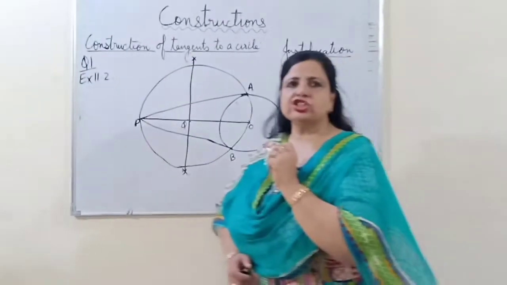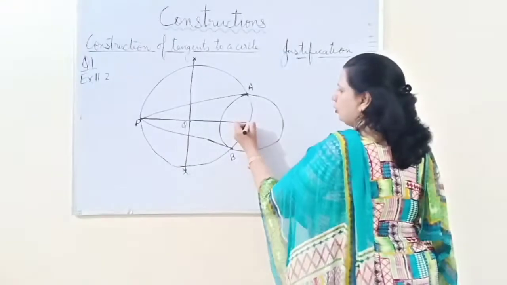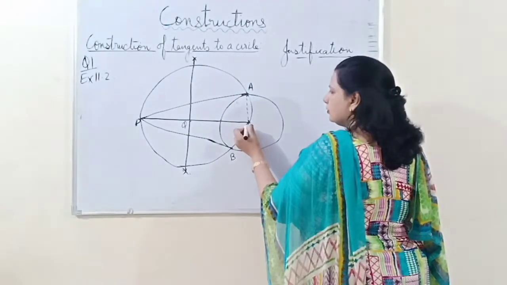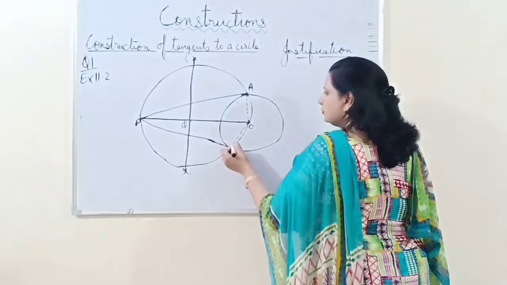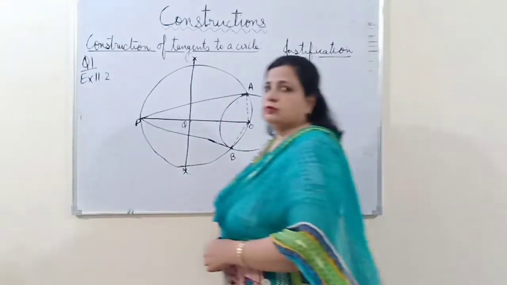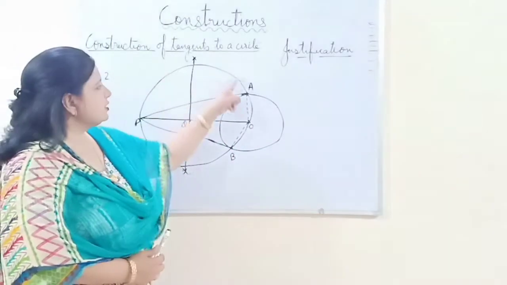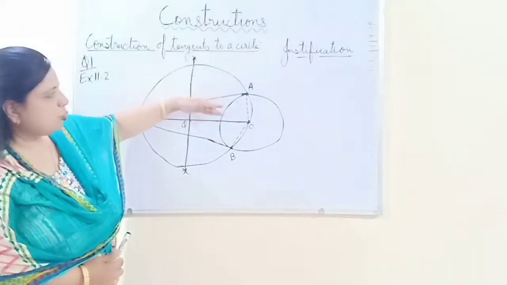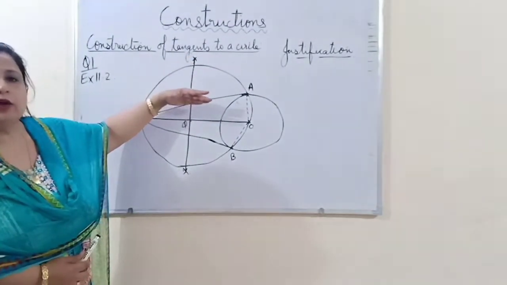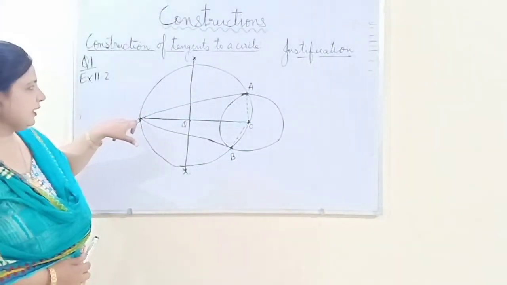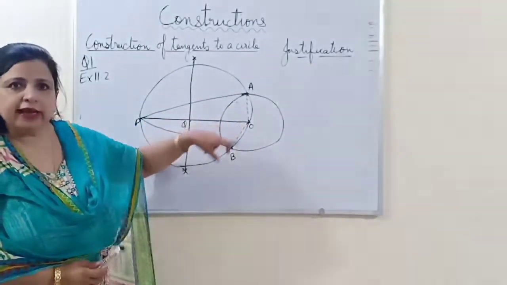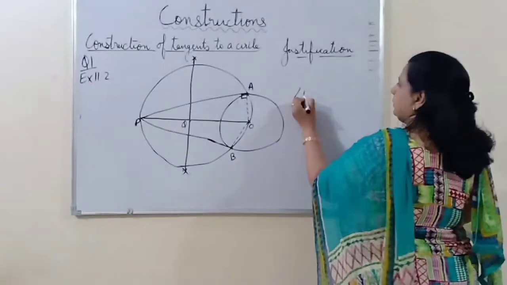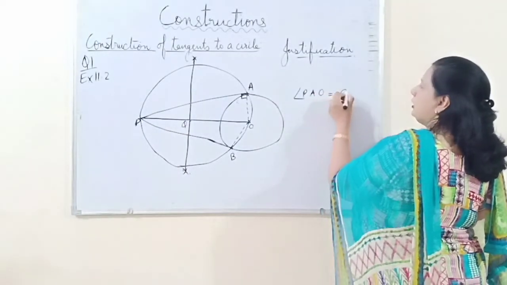Now for justification, let us join OA and OB with a dotted line. Now this is a circle. OP is the diameter of the circle. So this half portion of a circle becomes a semicircle, and we know that angle in a semicircle is a right angle. So PAO is an angle in a semicircle. So this will be 90 degree. Angle PAO will be 90 degree.